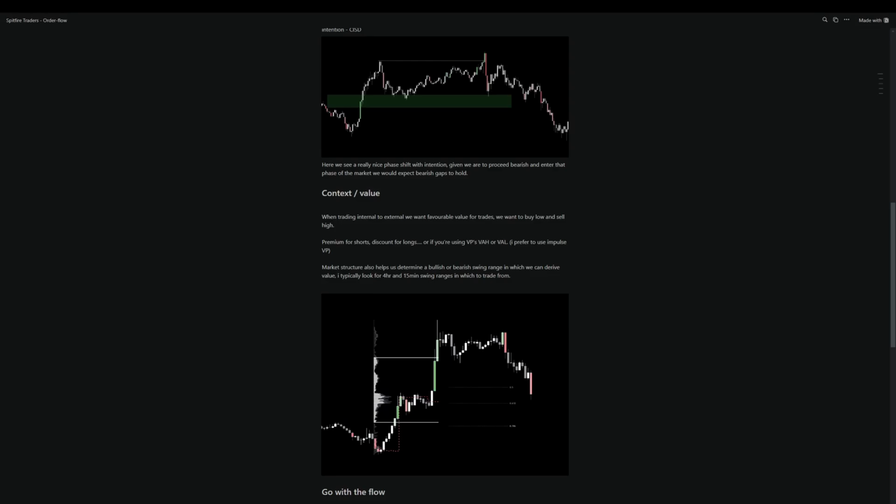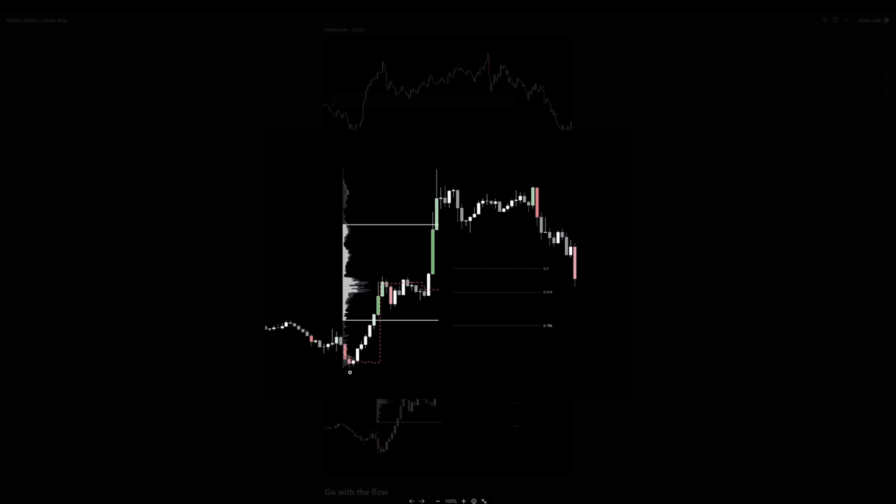Or if you're using volume profiles, you can use value area low or value area high. Okay, we're hunting for value. Okay, by the way, I like to use impulse volume profiles. So I literally just draw my volume profile from the low to the high of an impulse, and I stop it there. I don't extend it.